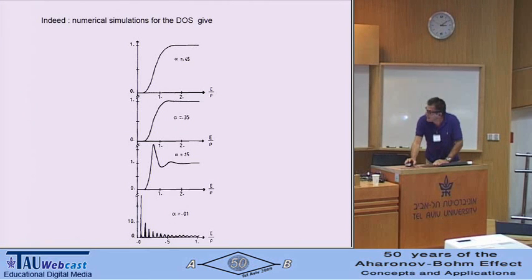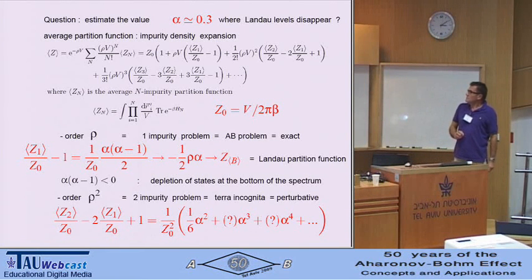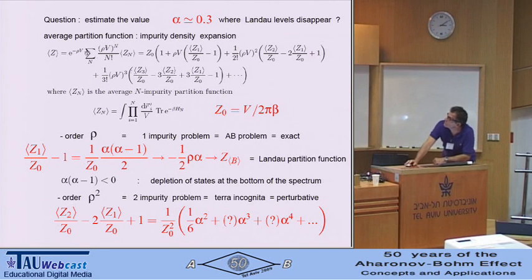So the question we might ask is why the transition between small disorder and big disorder is around alpha equal 0.3. To answer this question, we have to consider the density of states or the partition function, which is the same object, up to a Laplace transform. So we consider the average partition function, which is given by this. Remember the Poisson distribution, and where Zn is simply the average partition function in the n impurity problem.